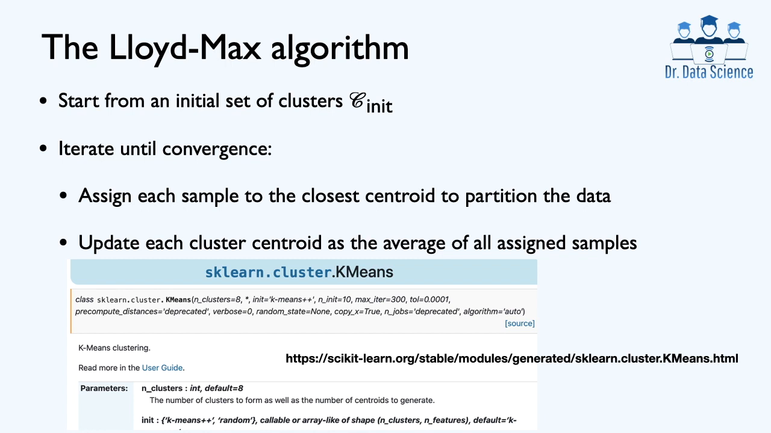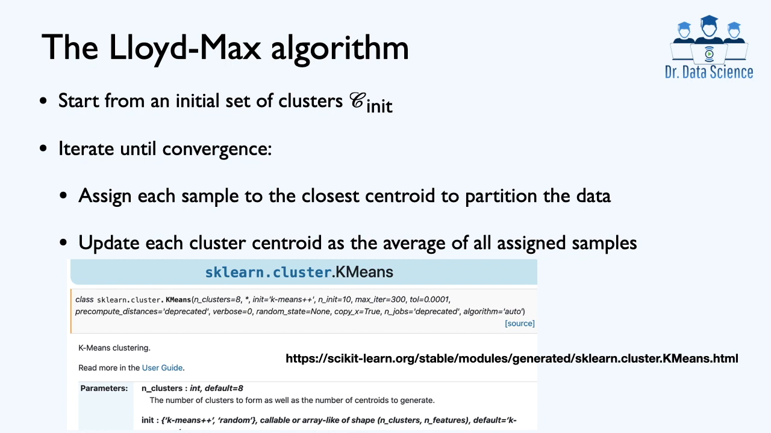Given the initial cluster set, we iterate between two steps. The first step is to find the closest cluster centroid for each data sample, and this will give us a partitioning of data into K clusters. The second step takes the average of all samples in each partition or cluster to update the centroid. We typically repeat this iterative procedure a few tens or hundreds of iterations.